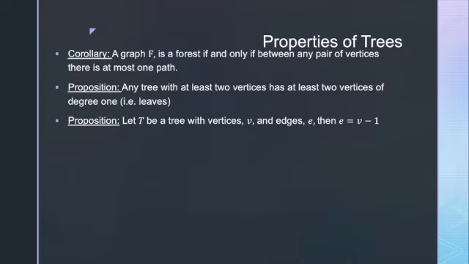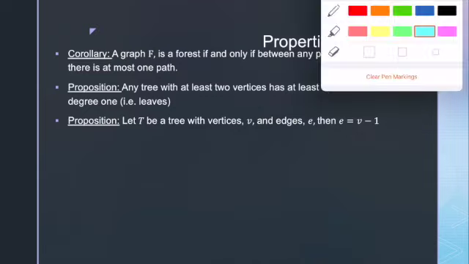Here are some other properties of trees. A corollary is that a graph is a forest if and only if between every pair of vertices there is at most one path, i.e. it's a tree. Another proposition is that any tree with at least two vertices has at least two vertices of degree 1. Let's take a look at that.